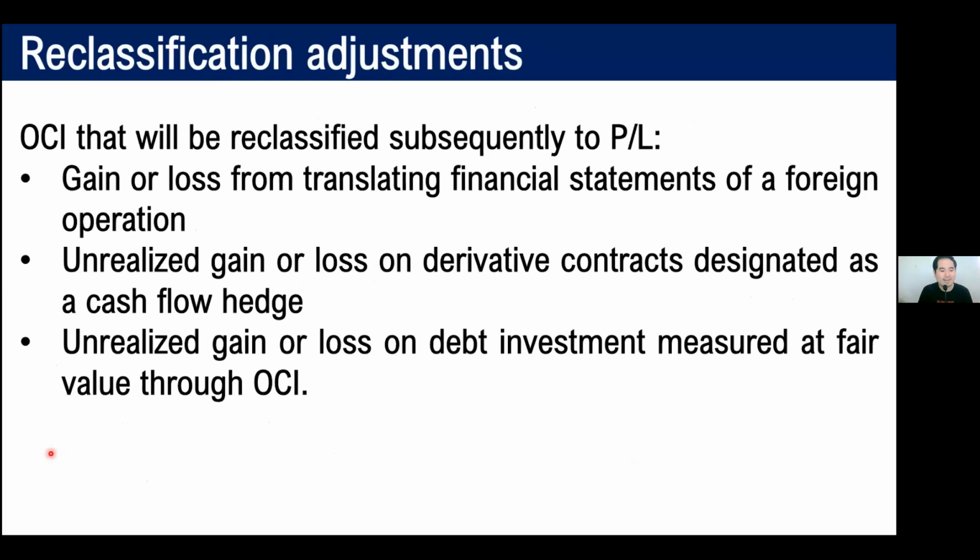Okay. Ito naman po yung mga reclassification adjustments kasi we have two kinds of OCI. Meron po tayong reclassifiable to PL, merong not reclassifiable to PL. Yung mga reclassifiable to PL, ito po, gain or loss from translating financial statements of a foreign operation or cumulative translation adjustment. Lagi nyo lang tatandaan, when the cumulative translation adjustment has a debit balance, that is a loss. If the cumulative translation adjustment has a credit balance, that is a gain. Ulitin ko. Cumulative translation adjustment po na debit, that is a loss. Cumulative translation adjustment na credit, that is a gain.